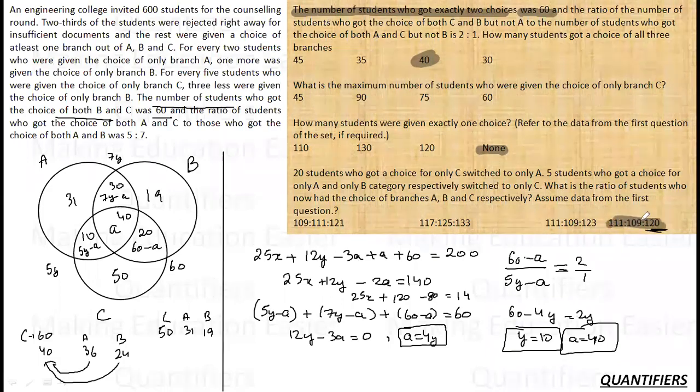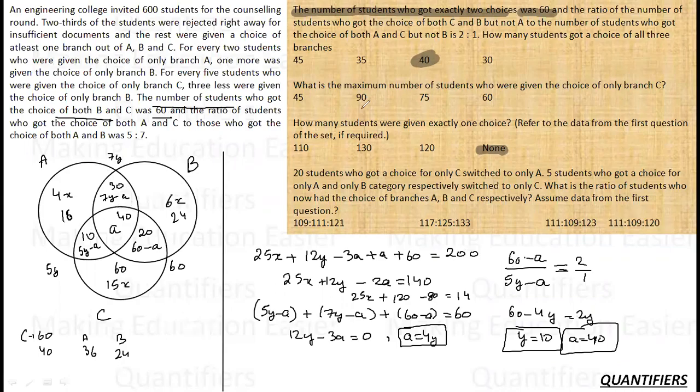So this is the answer. The answer is option number B. Let's just verify it. A is 111 according to it. So 31 and 70, 80, 111. Okay. So answer is D. Now let's talk about the second question. What is the maximum number of students who were given the choice of only branch C? Let us talk about that.